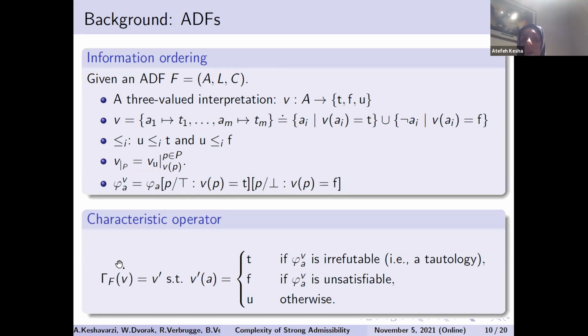And the characteristic operator is a function that takes an interpretation V and revises the information of interpretation V to V prime. Here we evaluate this acceptance condition. If it is irrefutable, then we assign A to true in V prime. If it is unsatisfiable, we assign it to false, and otherwise we keep it undecided.